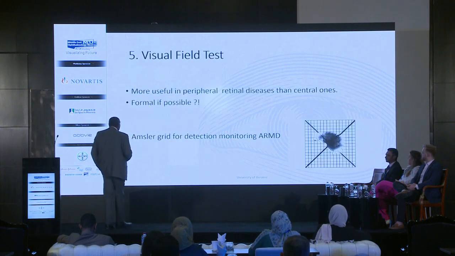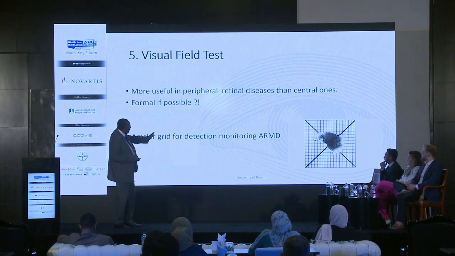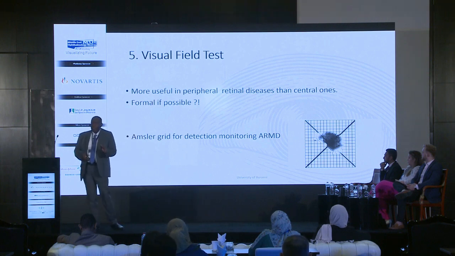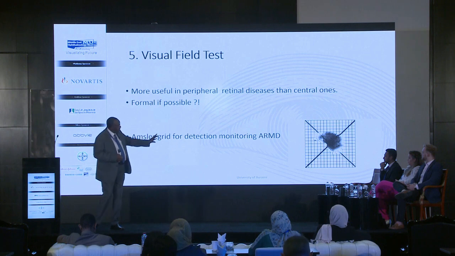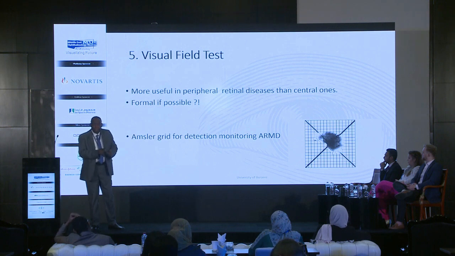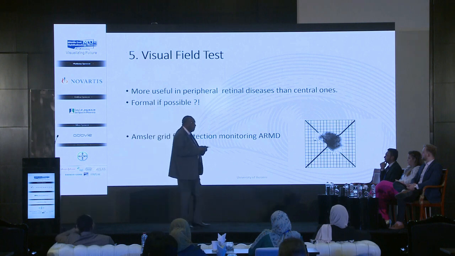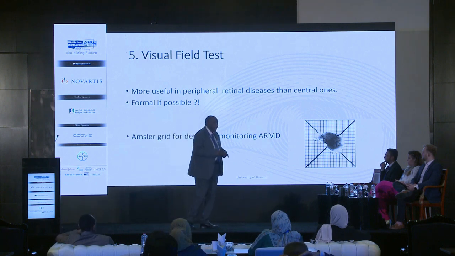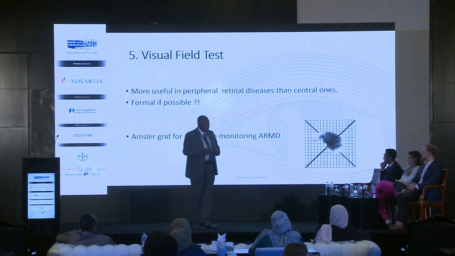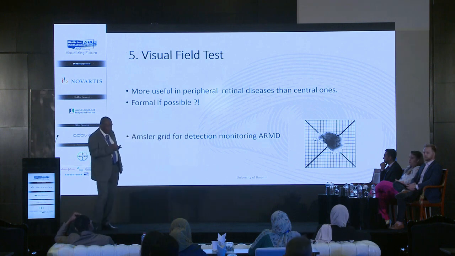Visual field tests are more useful in peripheral retinal diseases than central ones, formal if possible, and then the Amsler grid chart. This is for detection and monitoring of age-related macular degeneration, and we advise that those grids be taken home and stuck on the fridge. The patient who has age-related macular degeneration looks at it every day when he goes to the fridge. If there is any more distortion, it means that the dry has become wet, so he needs medical attention.